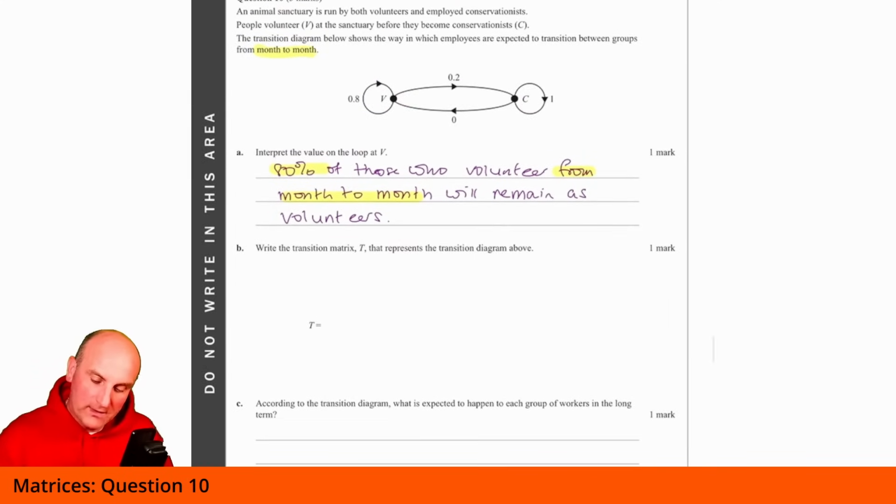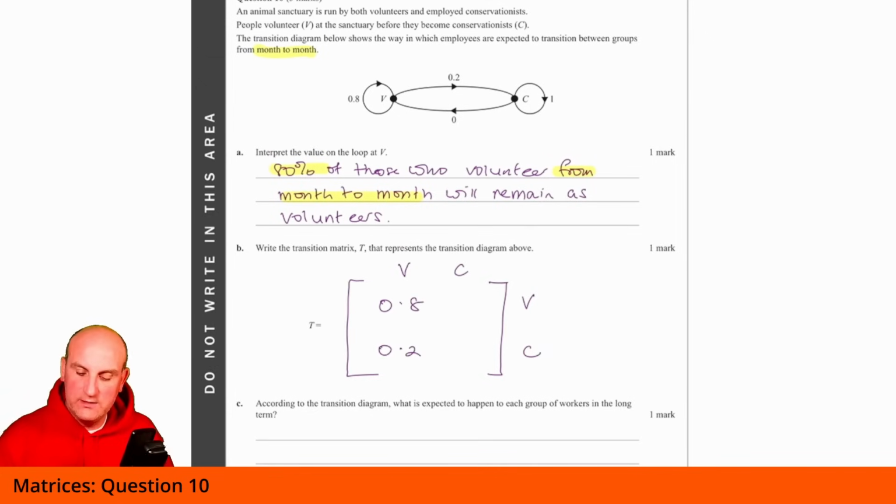Let's bring it back down. So there we go. Let's do that. I'm going to write V and C there, making sure I write V and C there. So V to V is 0.8. The column must add to 1, so that gives me that. C to V is 0. And there we go. That's my transition diagram, my transition matrix.